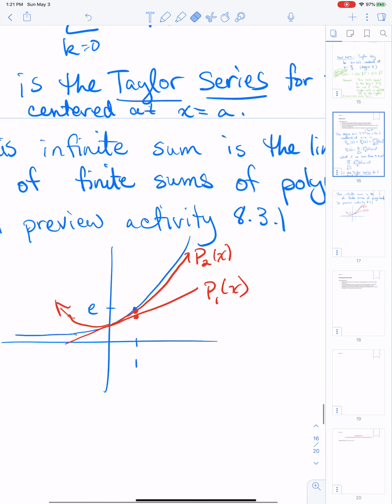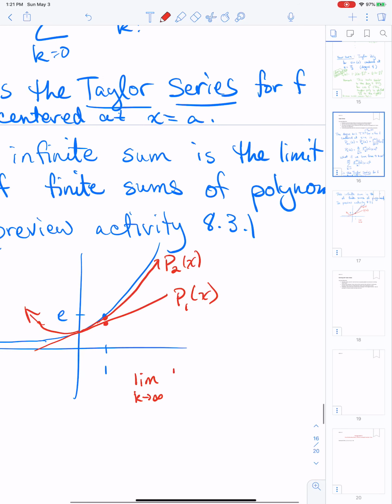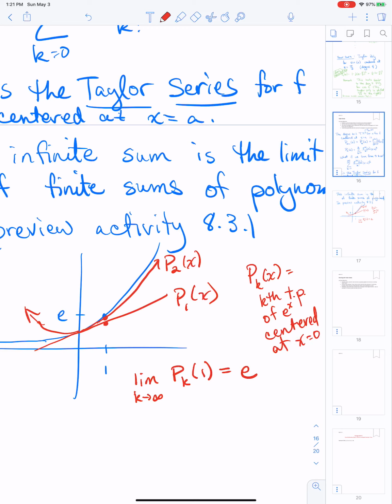So what we said was the limit as k approaches infinity of pk of 1 is equal to e. This is what that preview activity did. And here pk of x is equal to the kth Taylor polynomial of e to the x centered at x equals 0.